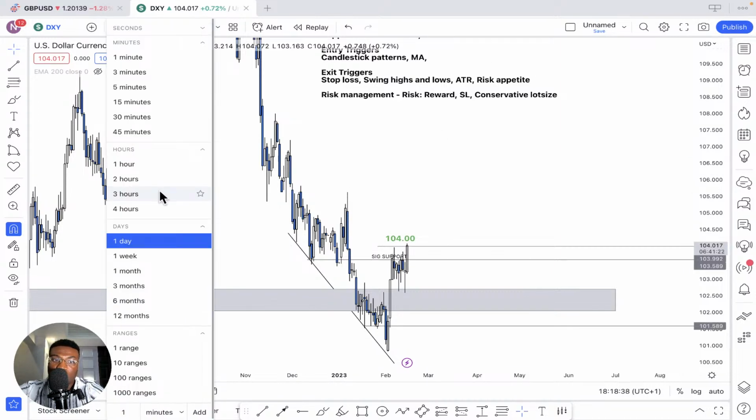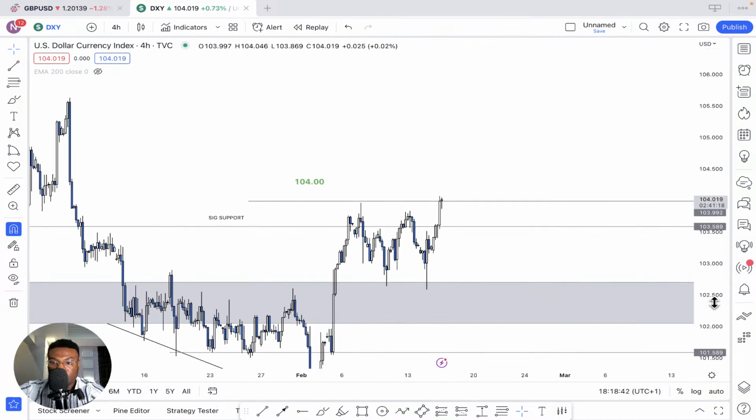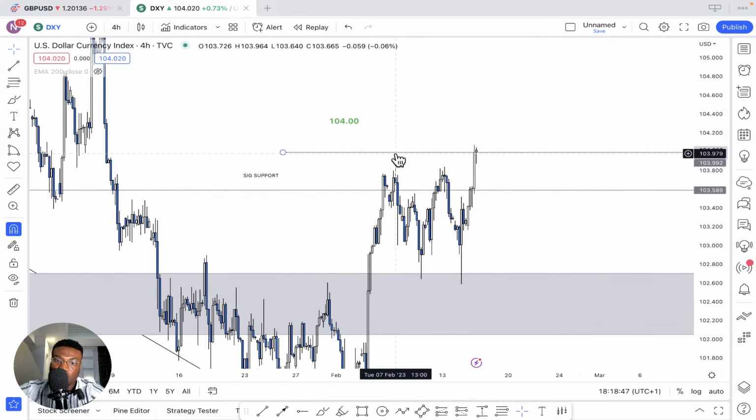I'm just going to go down to the 4-hour time frame so you guys can see that clearly. So last week, this was where the dollar index was at. I think this was 7th February. And price has tried to break above this zone in the past. It couldn't, and it has currently broken and is trading above 104. Now, this gives us the indication that the US dollar has gained some strength.